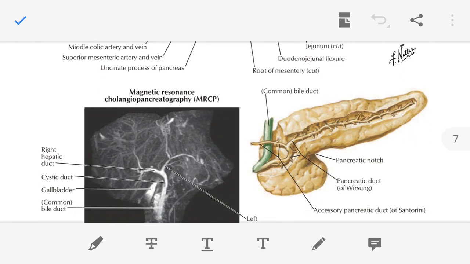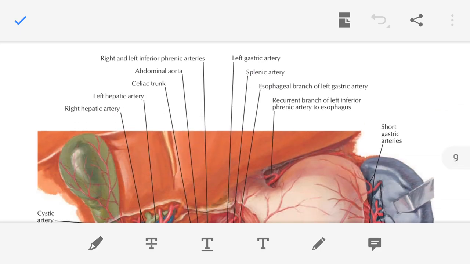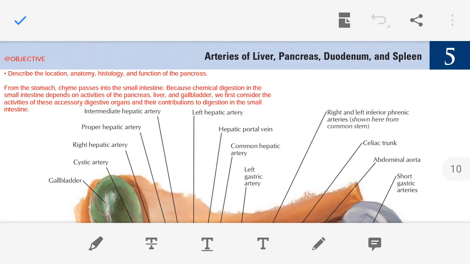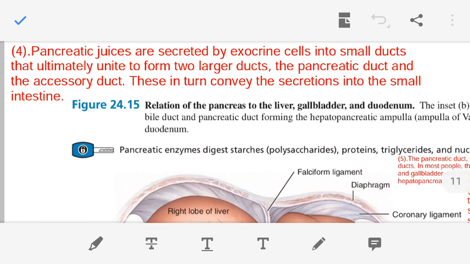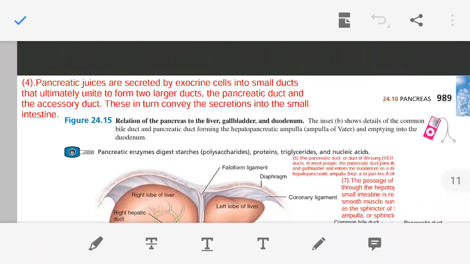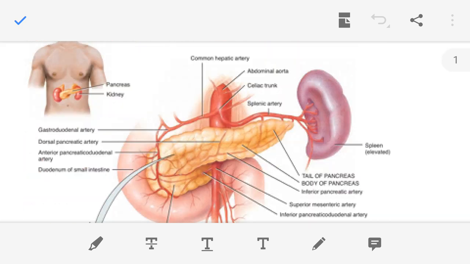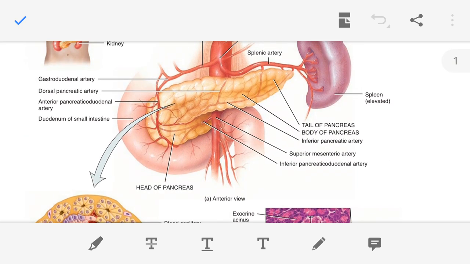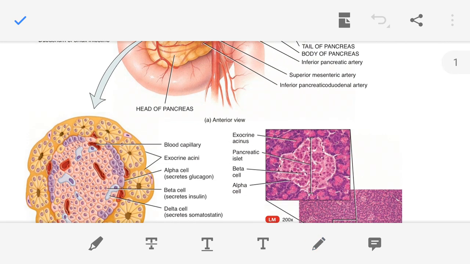Now, the fourth point. Here in the fourth point, you can go through this point, you can read this point. I am directly explaining what they are trying to explain to us: that this is the pancreas, and I am showing you now the cross section.